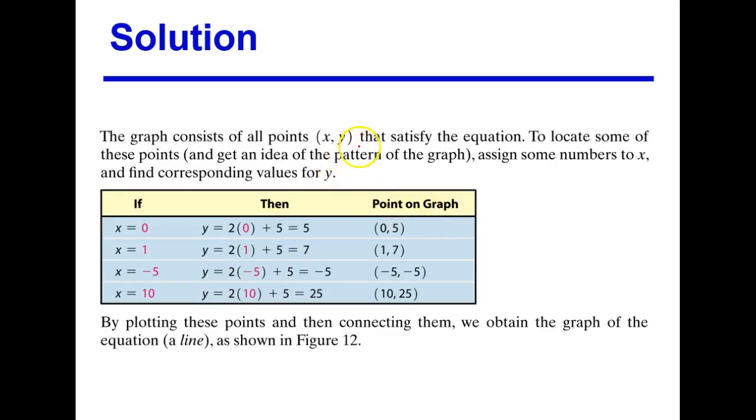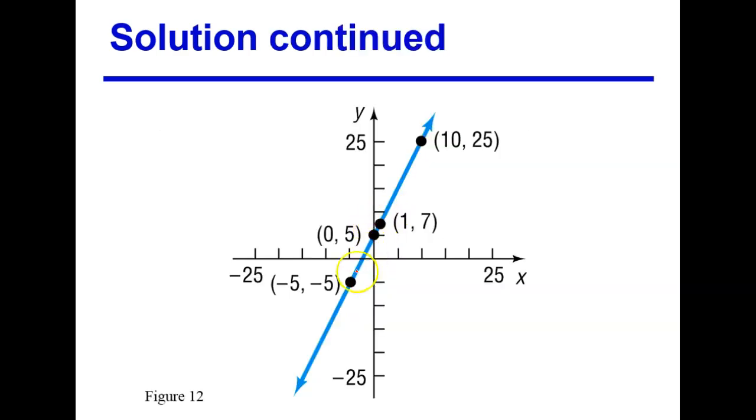So the first thing I want to do is figure out that this graph is all points that satisfy the equation. So I just assign some numbers to x. I just pick some numbers. So here in the book, the example, they picked 0, 1, -5, and 10. And really you can pick any numbers that work or that are easy for you to work with. So now I have my points. I substitute those in, find my y values, and I have my points that I can put on my graph.